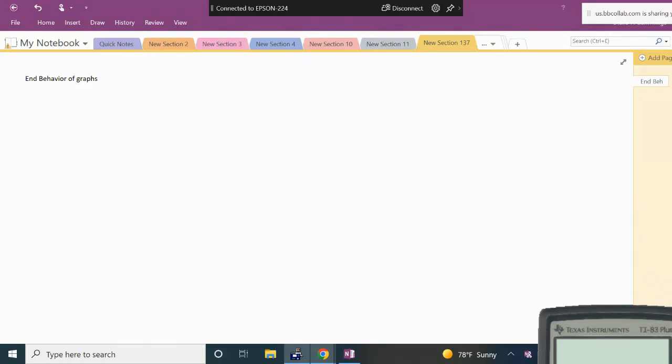And we're going to split this up into basically two categories. As far as degrees are concerned, you have even functions and odd functions. And I'm going to go through that real quick. Okay, an even function.